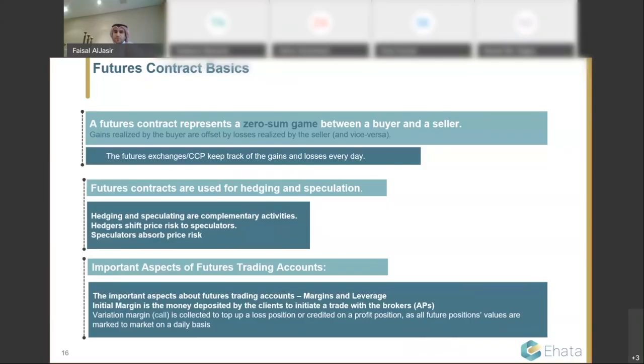So these are important concepts: initial margin, variation margin. When you open a trade, you put an initial margin, and we will see how that creates the leverage effect that can play in your favor or against you.